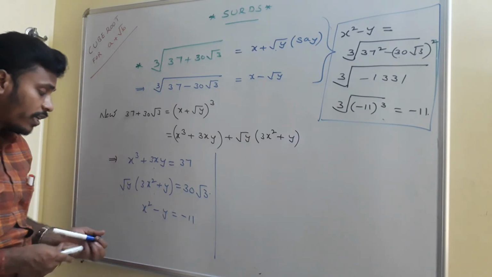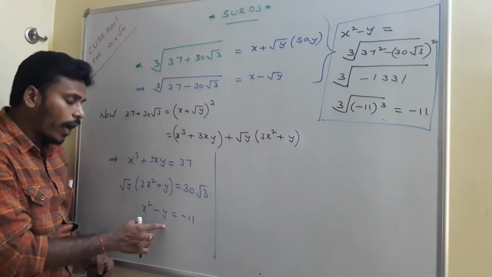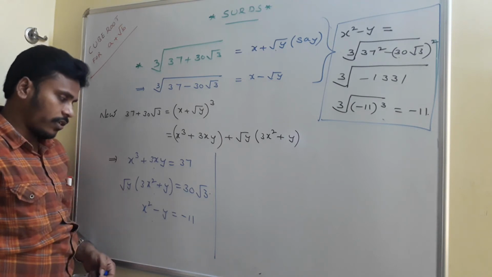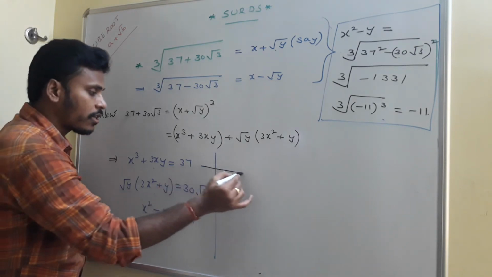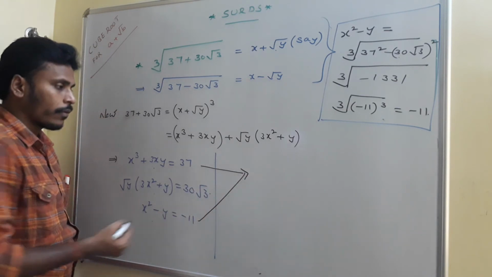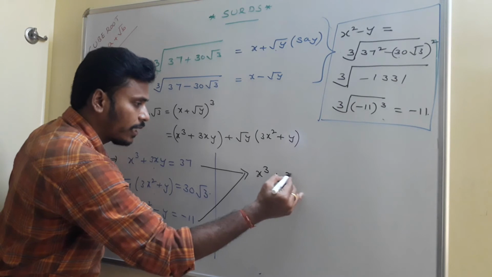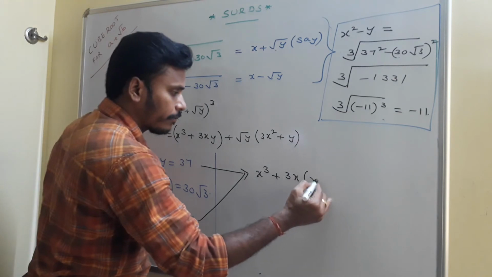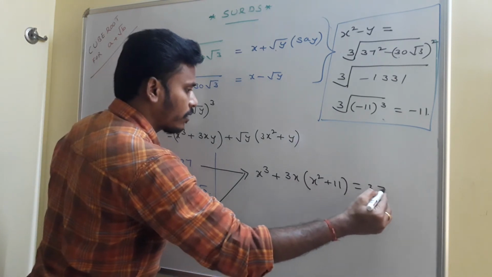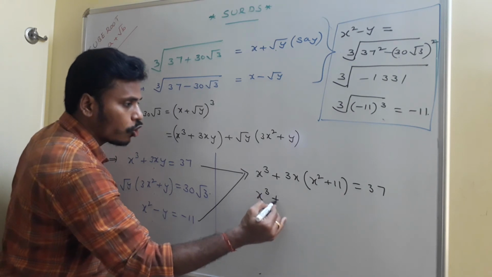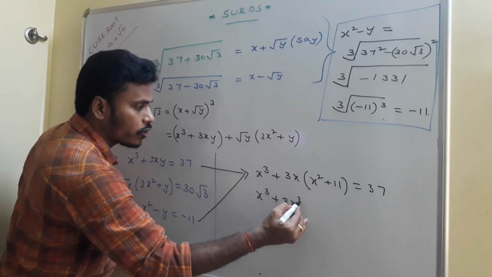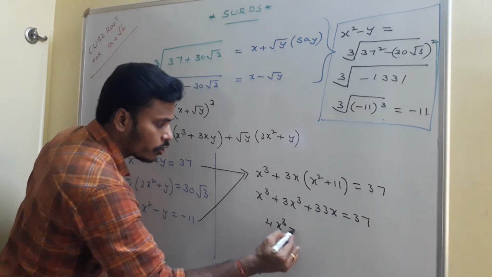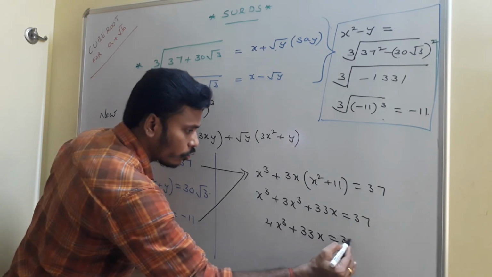As in the previous case, if you guess y as 3, what happens? If y is 3, you need to send that y to the other side and get x, but it won't work here. So what I am going to do is combine these two to make a relation. X cube plus 3x times y, but what is y here? y is equal to x square plus 11. So x cube plus 3x times x square plus 11 is equal to 37. Now if you simplify, x cube plus 3x cube plus 33x is equal to 37, so 4x cube plus 33x is equal to 37.